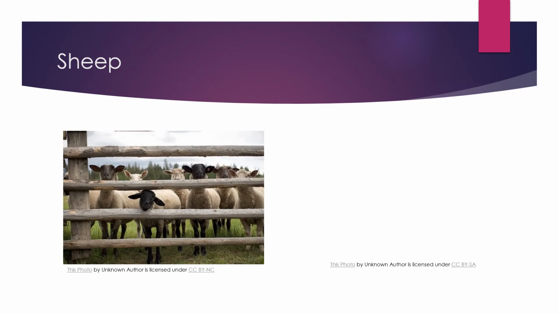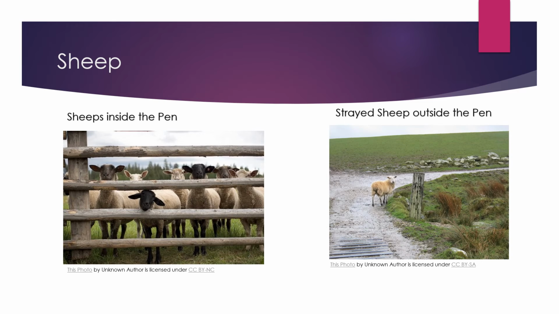Sheep. The first thing we have to do while reading a parable is analyze or understand the symbols. The first symbol in the parable is a sheep, in the pen and outside of the pen. The sheep that are inside the pen represent the righteous people, and the sheep outside the pen represent anyone who has wandered away from God. And the shepherd represents God.